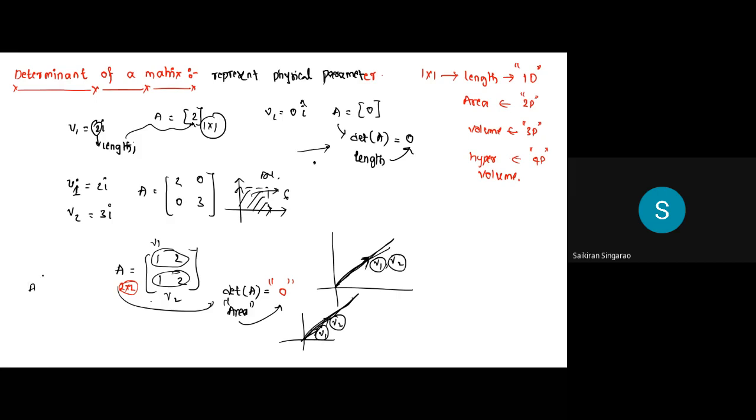If a 2 cross 2 matrix is there, all zeros like this, what will be its determinant, sir? Its determinant will be 0, but it is not a line, it has become a dot. So it has lost 2 dimensions here. Are you understanding my point?